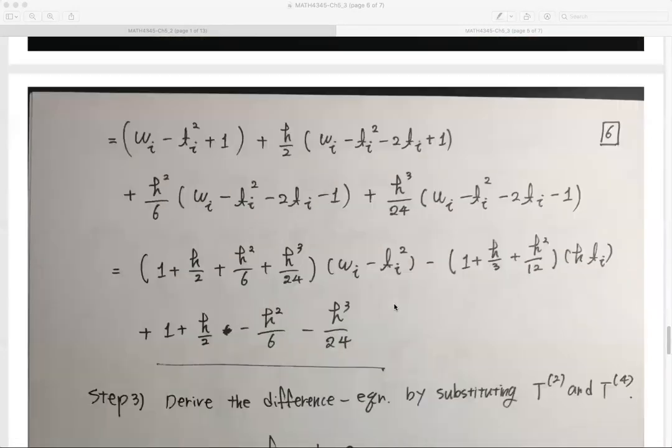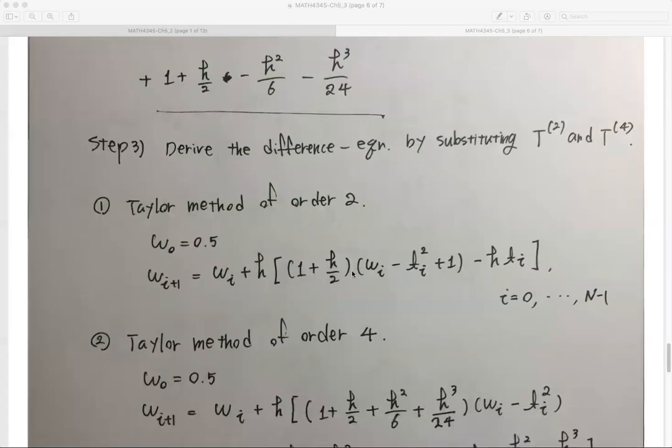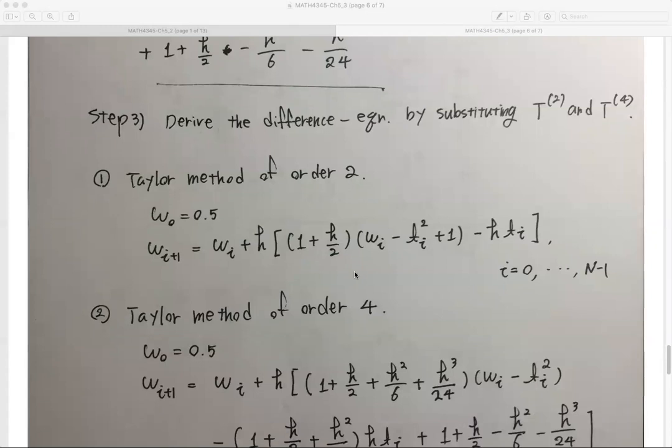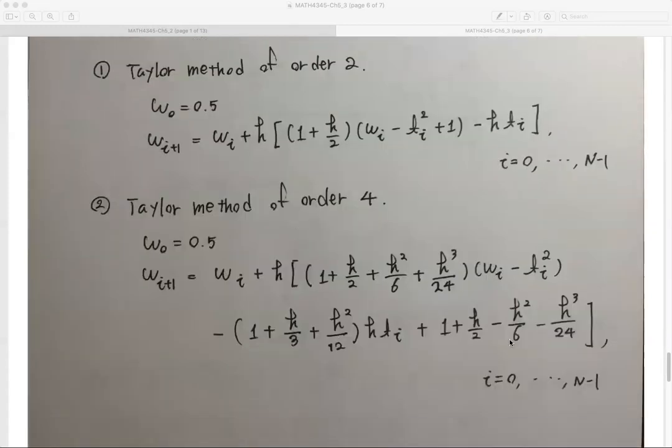So now, step 3 is to derive the difference equation by substituting T2 and T4. Keep in mind the goal is to figure out the difference equation. So this is the difference equation of Taylor method of order 2. That's the difference equation of Taylor method of order 4. Okay.